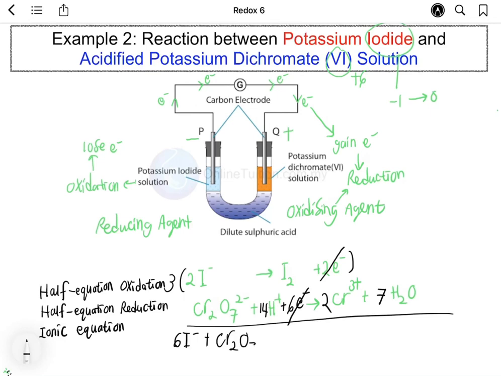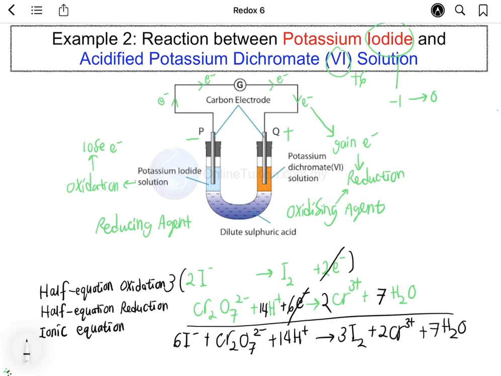So there are 6 I minus plus Cr2O7 2 minus plus 14H plus, giving 3 iodine plus 2 Cr3 plus plus 7 H2O.